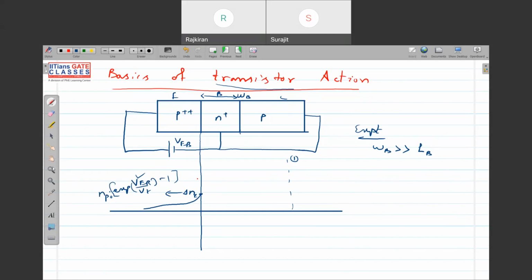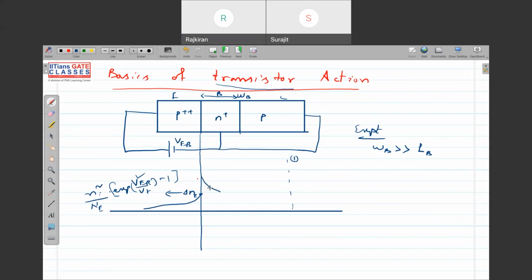So this Np0 is nothing but Ni square by the doping in the emitter region. Let the doping in the emitter be Ne. Since Ne is very high, the profile is like this. How are you understanding? The holes will be injected from emitter to base, so it will be like this.